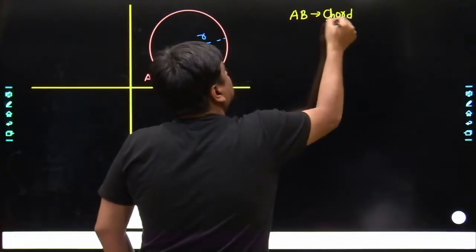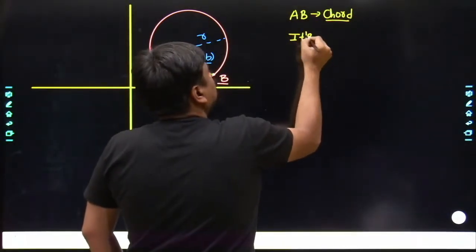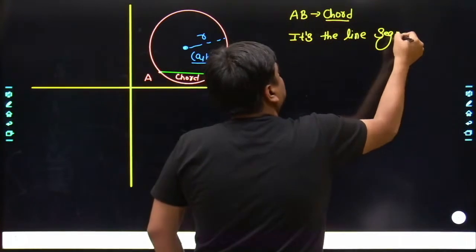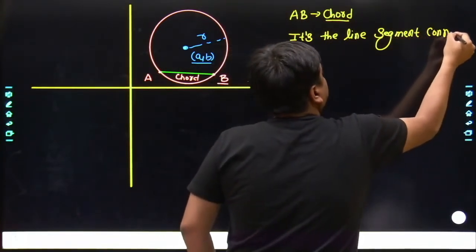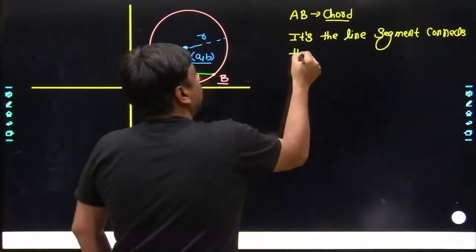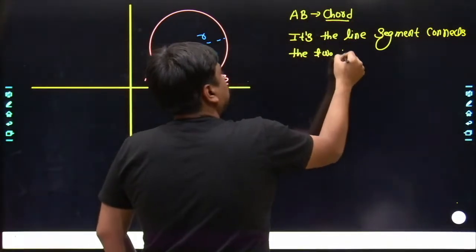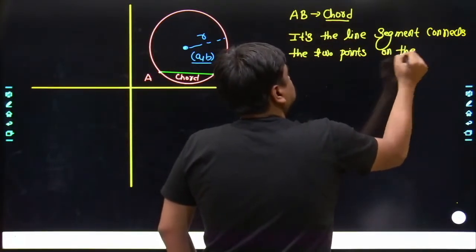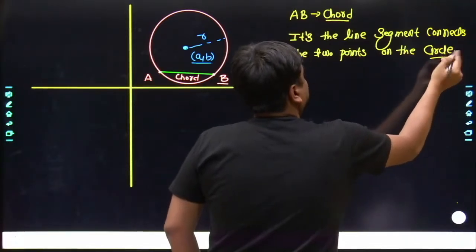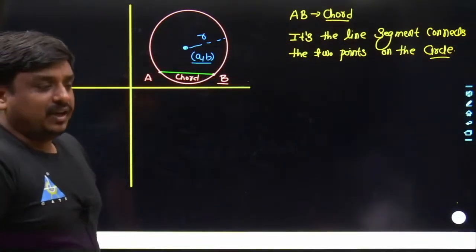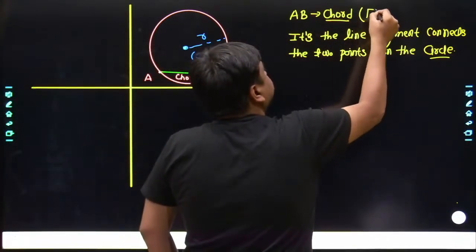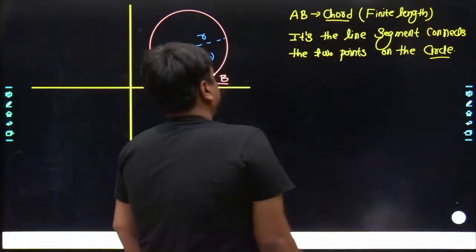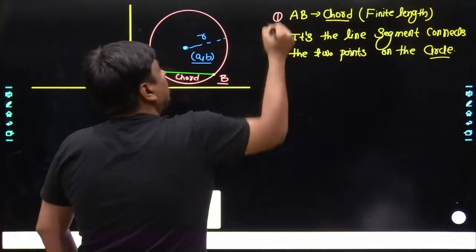And what's the definition of the chord? It's a line segment that connects the 2 points on the circle. And obviously its length is going to be finite, as we have been dealing with the line segment. Finite length. Yes, this would be the first important word within the circle.